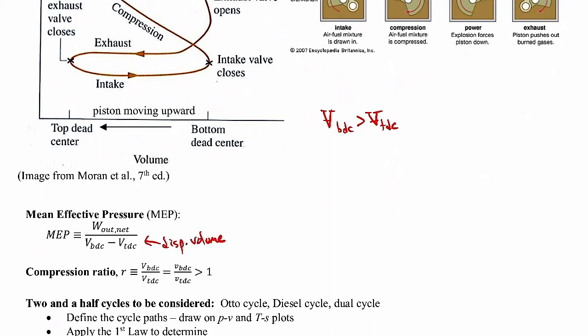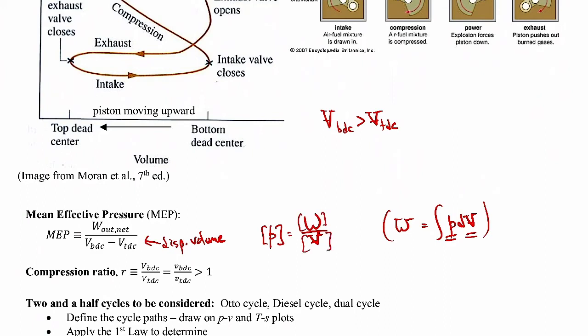If you look at that, it's like work over volume, right? Do you remember PdV work? So PdV work was like pressure integrated over the volume. It looks like pressure times a volume. So that's why this is called a mean effective pressure. This has the units of pressure. It's like the units of work over the units of volume. So it's kind of like PdV here. It's called the mean effective pressure.